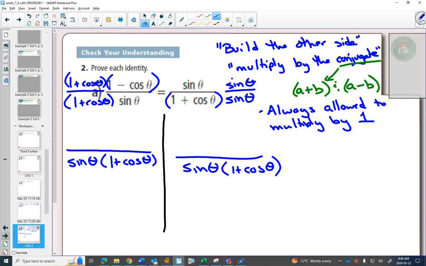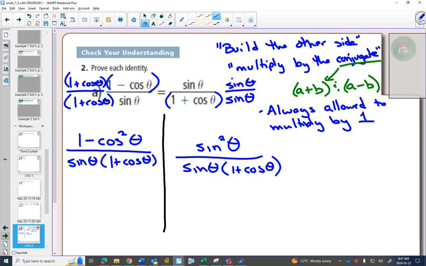Well, this right side is probably easier. Sine theta times sine theta. That's sine squared theta. And on the top, we have conjugates multiplied by each other. We have to be able to recognize differences of squares. 1 plus cos theta, 1 minus cos theta. That's the factored form of 1 minus cos squared theta. And so by building the other sides, we now have our denominators the same. And so now, all we have to do is figure out, is there a way we can make our numerators the same?